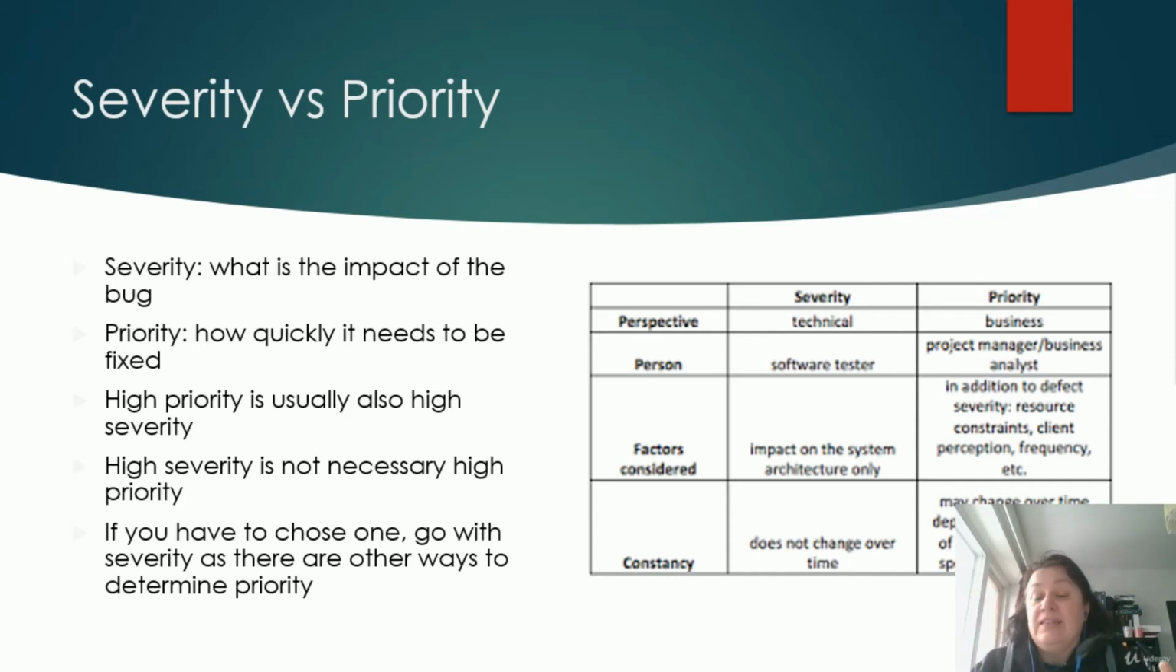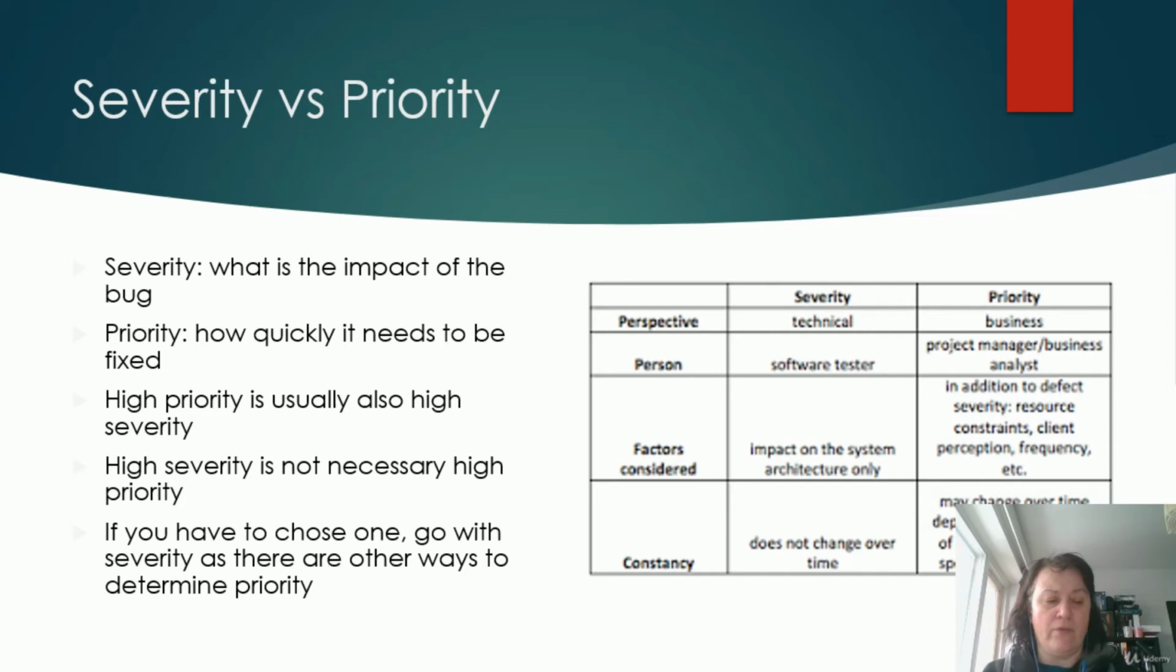And I said it's basically impact on a system architecture, but it's really how does it impact the player. That's the most important thing. So severity also does not change. If something is severely affecting the player, it will always severely affect the player. But priorities change as well. Something that might be a high priority now will become maybe low priority, or more frequently, something that was a low priority might become a high priority.